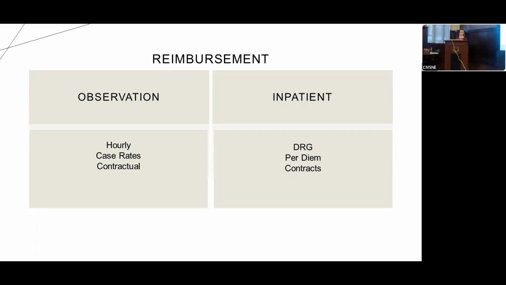Sometimes you get case rates. So for Medicare patients that have outpatient surgeries, we don't get paid observation time. We get paid like a case rate, almost like a DRG, where you get a lump sum of money for that stay and you don't get observation time.